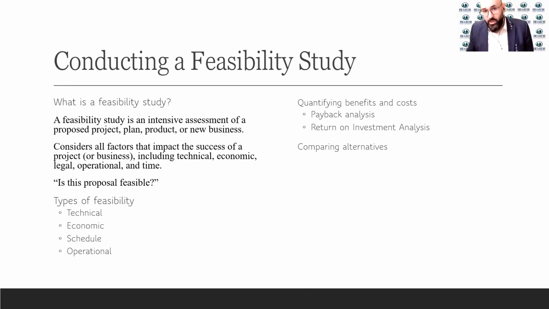So we need to look into the technology needed, the technical skills needed, economic in terms of the rate of return, the payback period, the legal aspect. We need to look into the government regulation, taxes, and approval from the city itself, etc. Operational, we need to look into the operation itself and the time, the schedule itself. So we need to look into technical, economic, schedule, and operational.